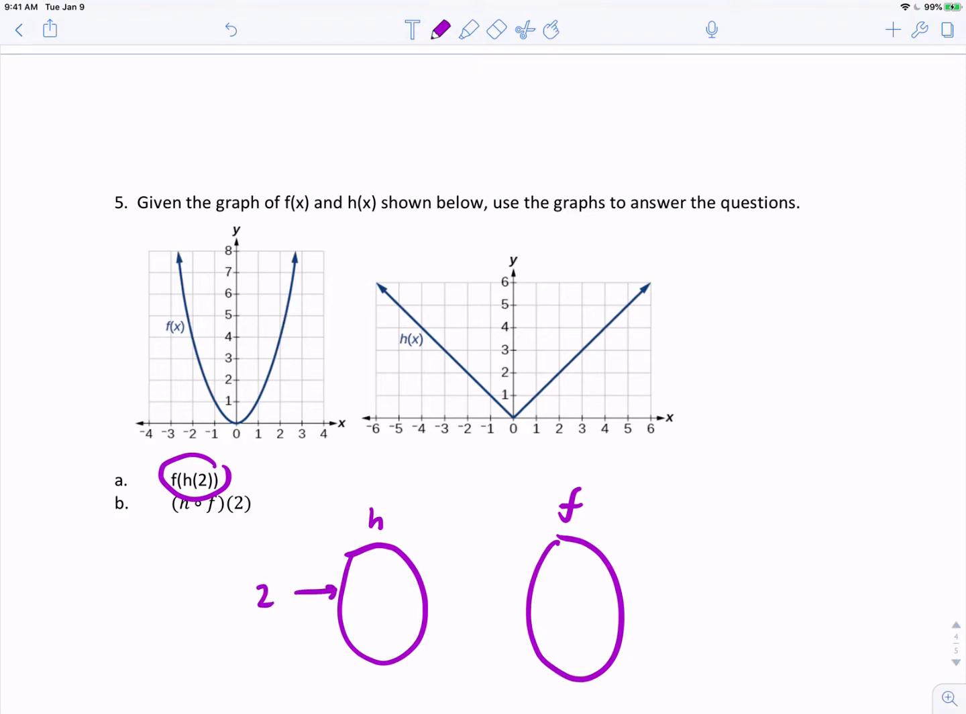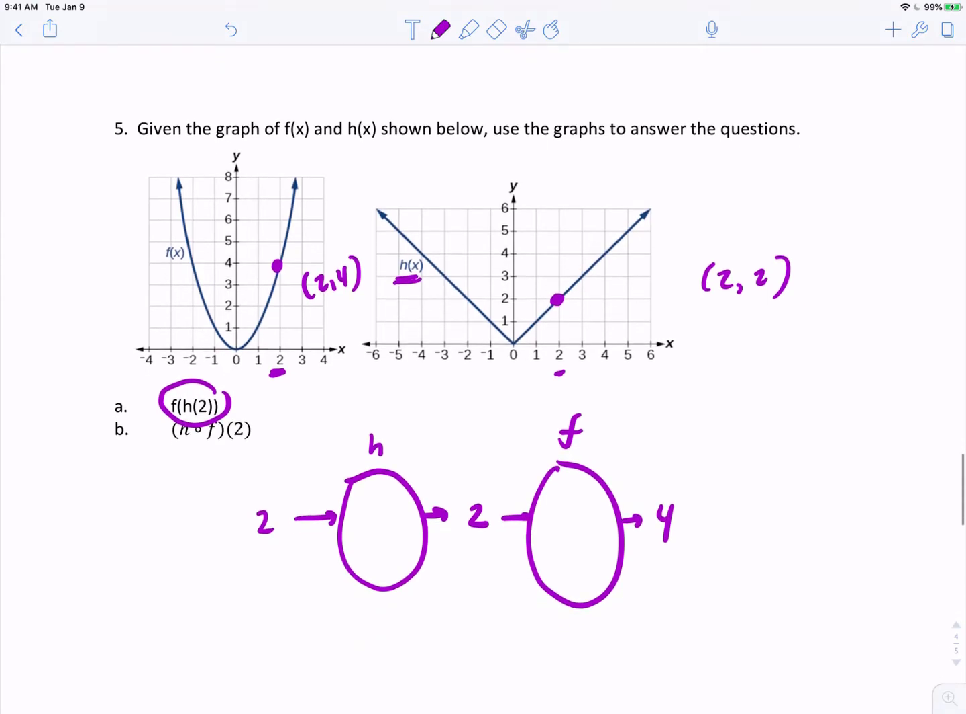And so the question says, first come to graph h and look where x is equal to 2 and find the y value. Well, when x is equal to 2, y is equal to 2. So our y value, h of 2, would be equal to 2. Now we're going to put that into function f. Again, we don't have a rule, we just have a picture. So we're going to come here to 2 on function f and see what the y value is. And so the y value there looks like it's about equal to 4. And so our final answer would be 4.